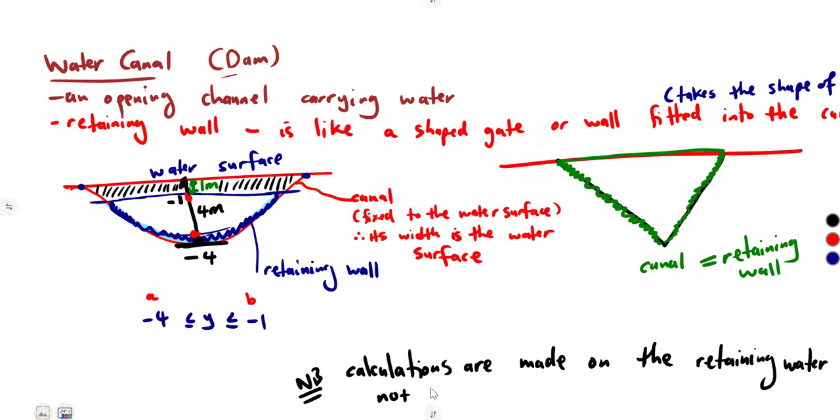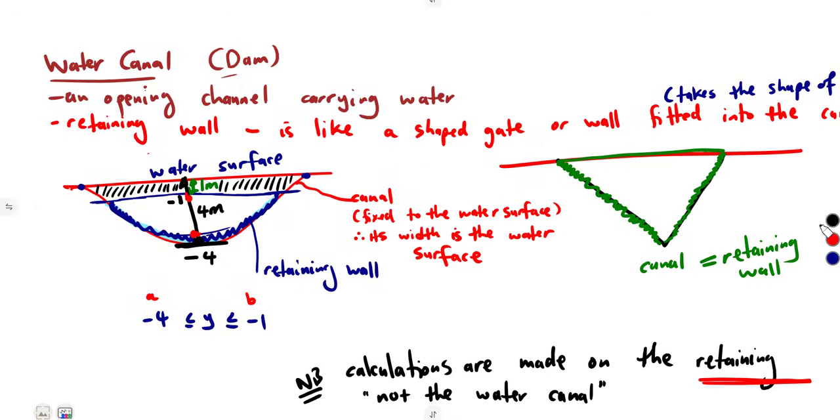Not the water canal. You don't calculate for the water canal. The water canal is our dam, guys, so you cannot calculate for the whole dam. You calculate only the part that is carrying the water. Remember, it is the depth of the center of the fluid pressure. So you need the depth of the liquid that is inside. You do not calculate the whole canal or the whole dam, only the part that is carrying water, the retaining wall.